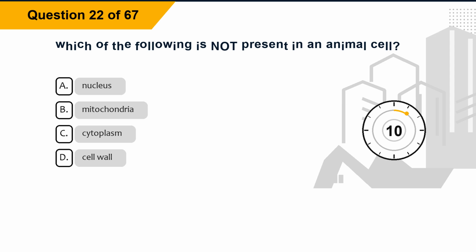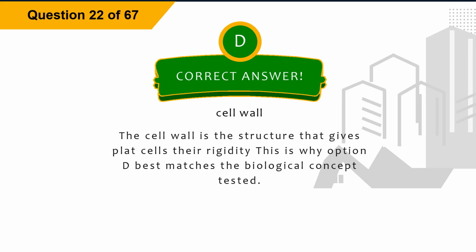Question 22. Which of the following is not present in an animal cell? Option A, nucleus. Option B, mitochondria. Option C, cytoplasm. Option D, cell wall. The correct answer is option D, cell wall. Explanation. The cell wall is the structure that gives plant cells their rigidity. This is why option D best matches the biological concept tested.